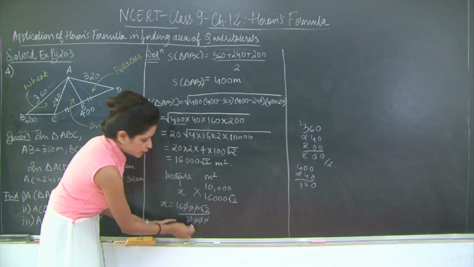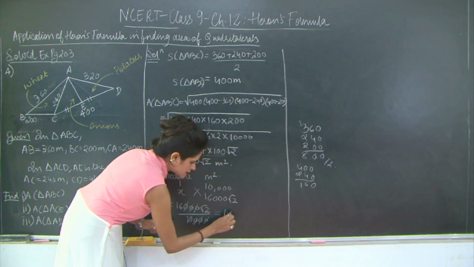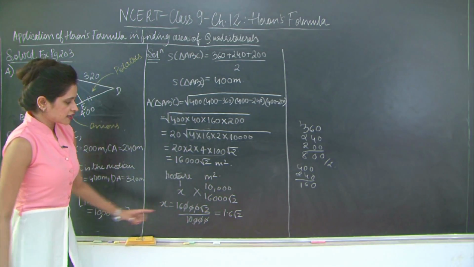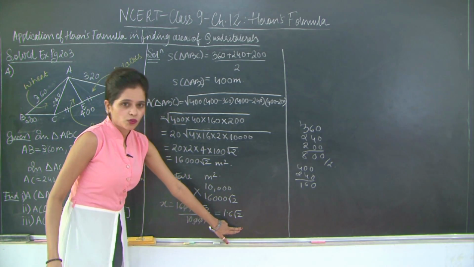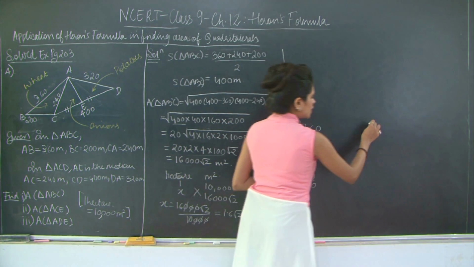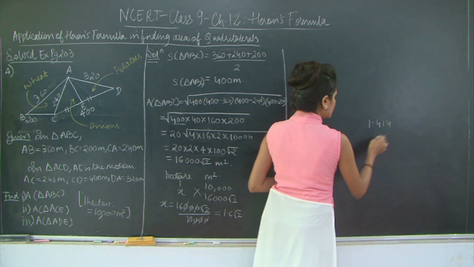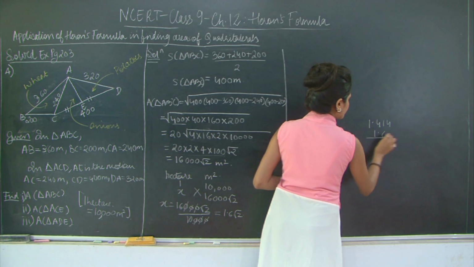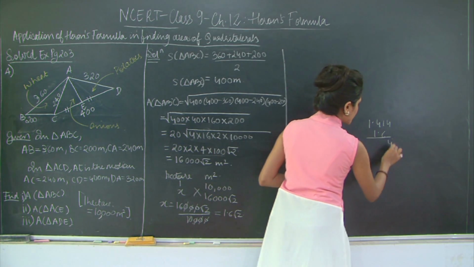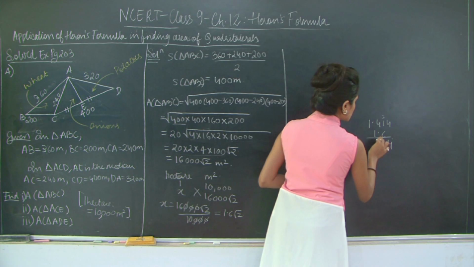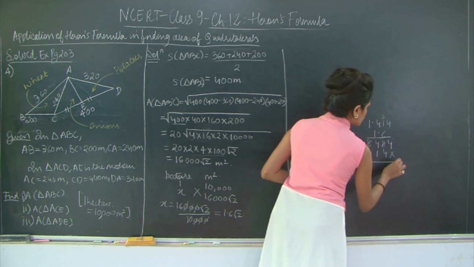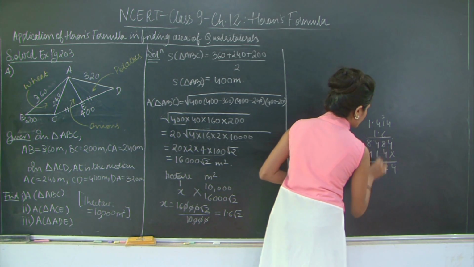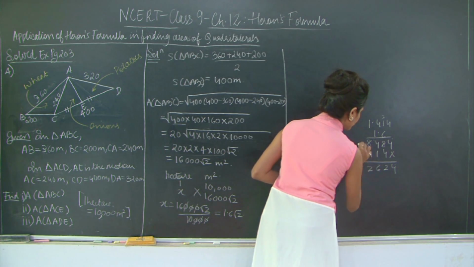Right? So cancelling the zeros, 16 upon 10 would be 1.6, 1.6 root 2. Correct? Now 1.6 root 2 would be what? We know that the square root of 2 is 1.414. So 1.414 into 1.6. Let's find out the answer. 6 4s are 24, 6 1s are 6, 7, 8, and so on. So I get 2, 2, 6, 2, 4.